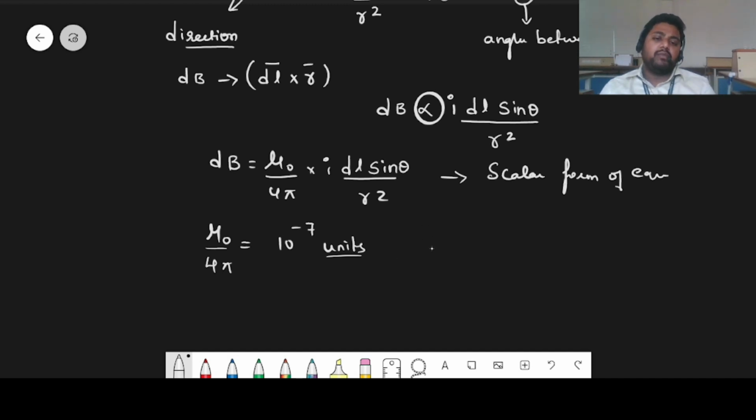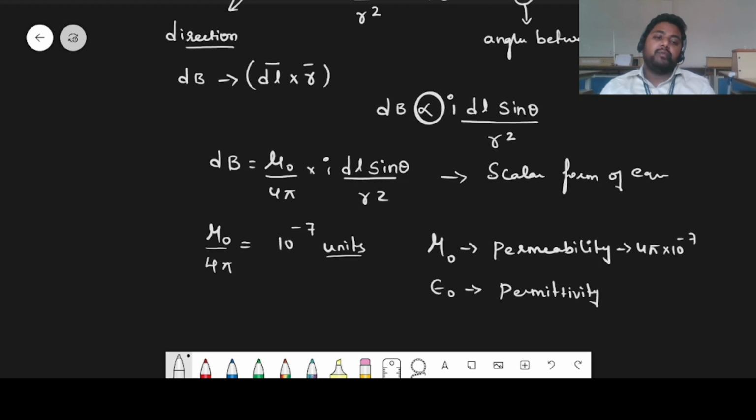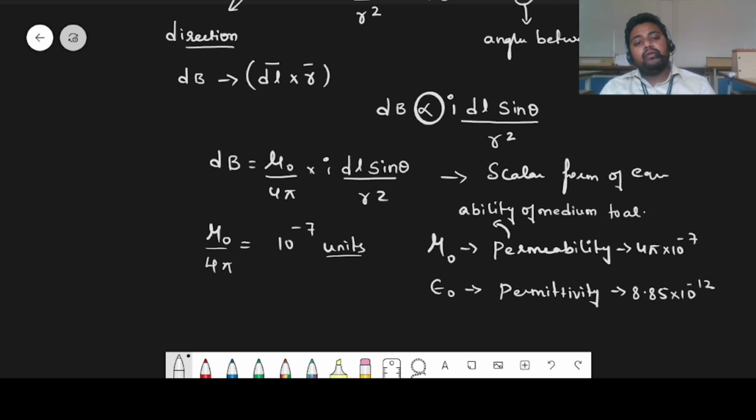But I'm concerned more about what mu naught is. Mu naught is called permeability. Epsilon naught, you might have learned, is called permittivity. The value of mu naught is 4 pi into 10 power minus 7, and epsilon naught is 8.85 into 10 power minus 12. Permeability is the ability of the medium to allow magnetic field lines.